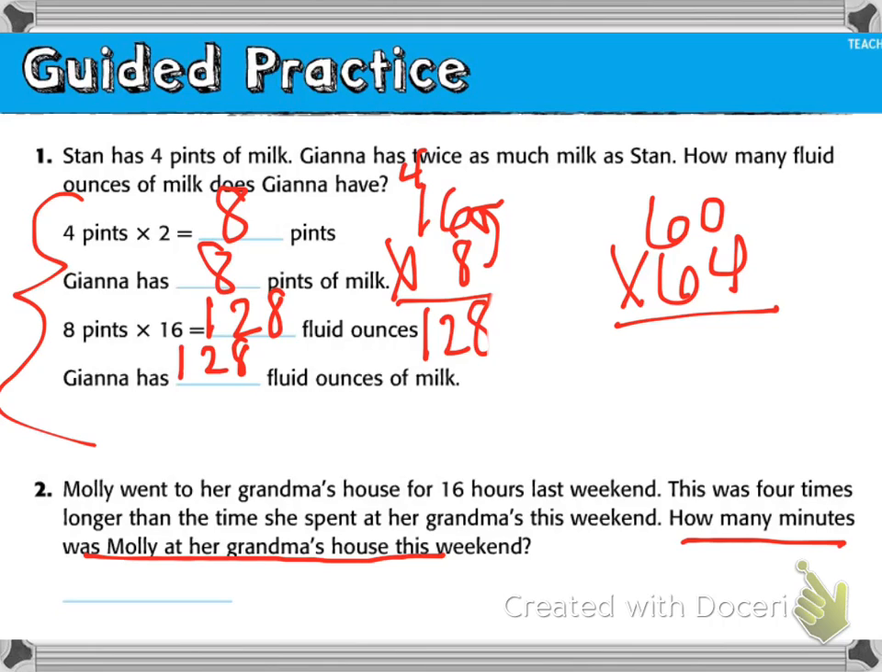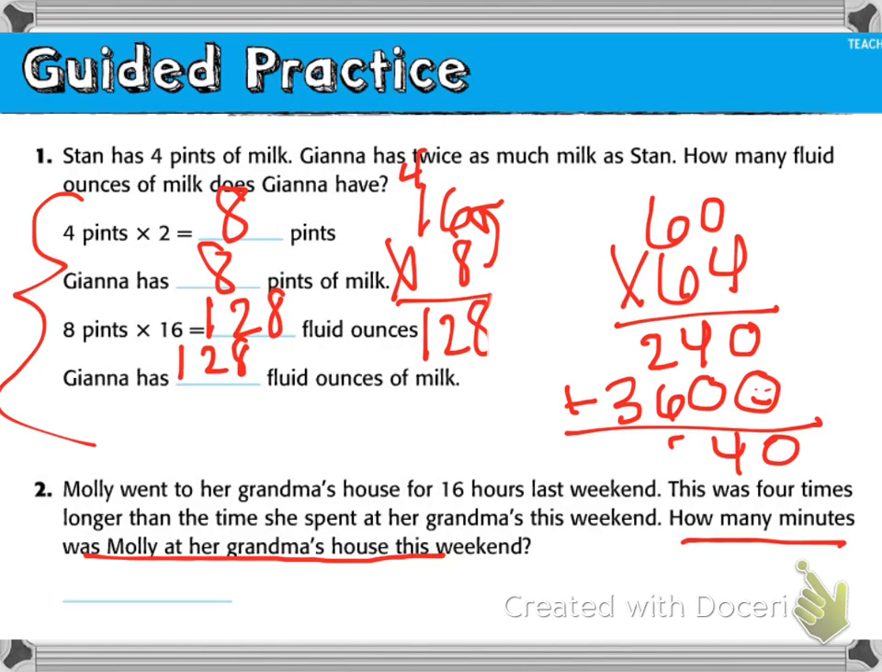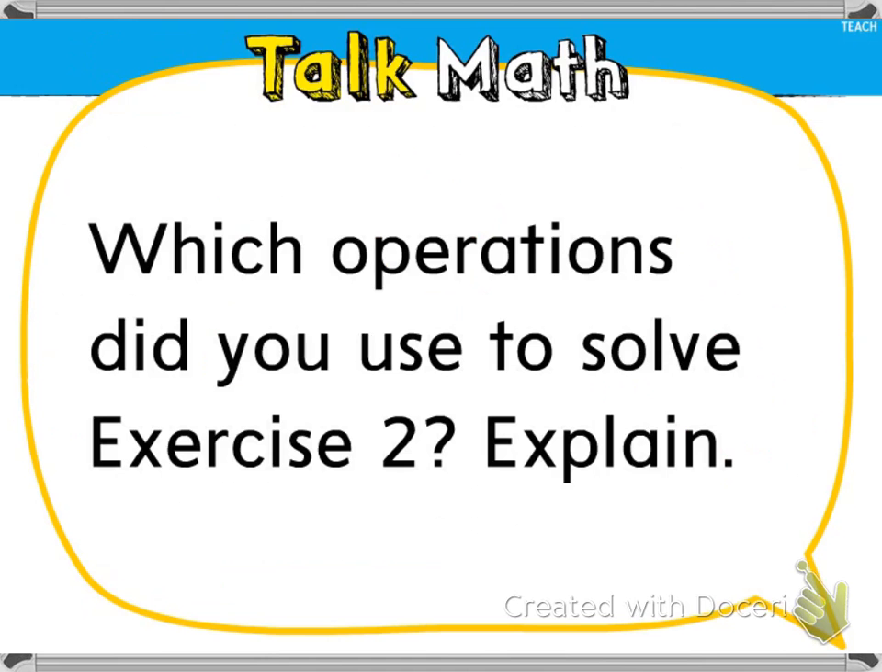Okay, everyone follow along with me. We're going to go 4 times 0 is 0. 4 times 6 is 24. Okay, now I go over to this place value. 0, my happy placeholder. Now I go 6 times 0 is 0. 6 times 6 is 36. And I add. Okay, so that means she spent 3,840 minutes at her grandma's house this weekend.